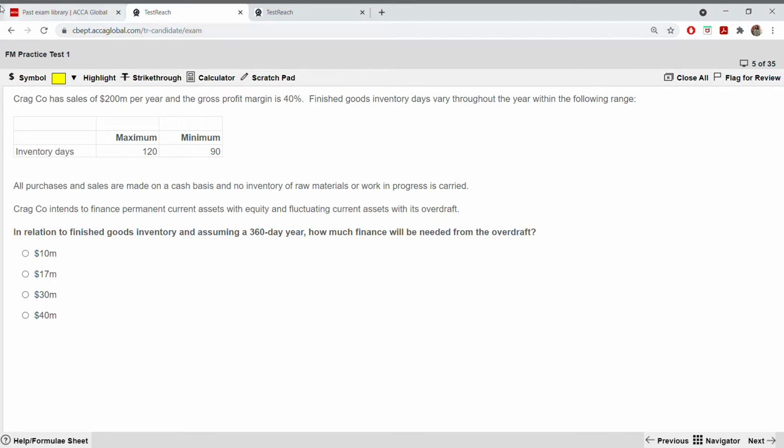Craig has sales of 200 per year and a gross profit margin of 40%. Finished goods inventory days vary through the year within the following range: maximum, minimum. All purchases and sales are made on a cash basis. No inventory of raw materials or work in progress is carried. Craig intends to finance permanent current assets with equity and fluctuating current assets with the overdraft. In relation to finished goods inventory, assuming a 360-day year, how much finance will be needed from the overdraft?